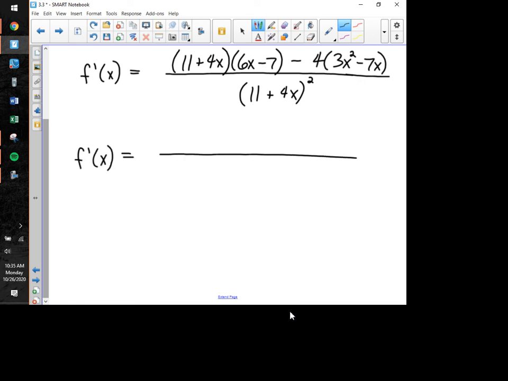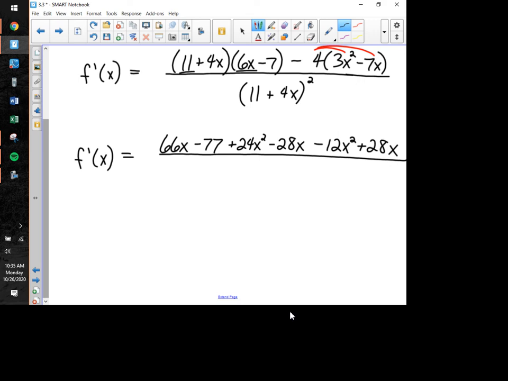So f prime of x equals, and this is the line that can take a lot of room. Okay, and once again, I've been a jerk today and I've given you things out of order, but that's okay. First product, the 11 times the 6x is going to be a 66x. Outer product there is a minus 77. Inner product is a plus 24x squared, and last product is a minus 28x. Over here on the right side of the numerator, we're going to distribute that negative 4 here and get a minus 12x squared and a plus 28x.